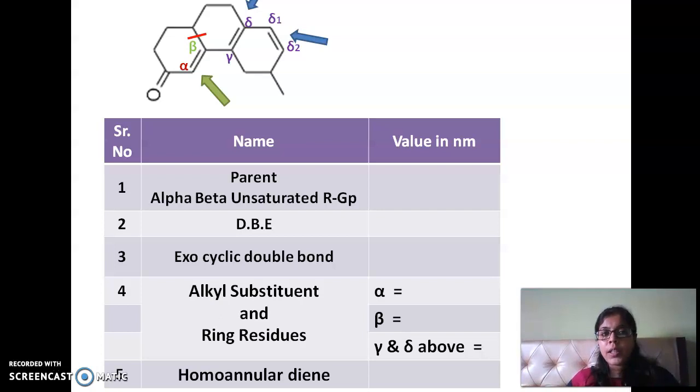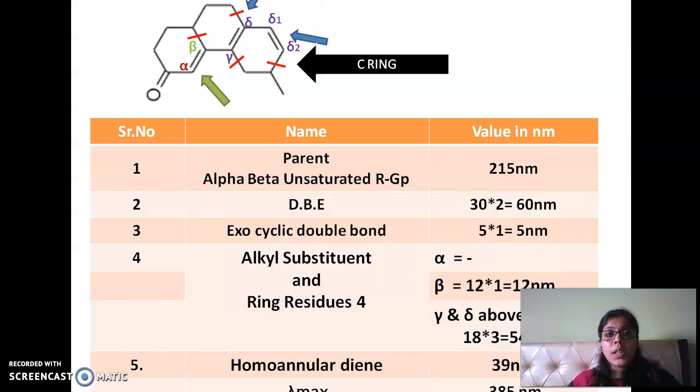Now it's time for alkyl substituents. At alpha, I do not have anything. At beta, yes, one ring residue, so I add plus 12. At gamma, yes, I have one ring residue, so plus 18. At delta 2, yes, plus 18. At delta, plus 18, correct. However, this alkyl substituent is not with the parent, so I do not consider it. But do I have a homoannular diene? Yes, this bond and this one are also there, right? So 2 conjugated dienes in a ring. So it makes the C ring a homoannular diene, so I have to add plus 39. So my total comes to 385.